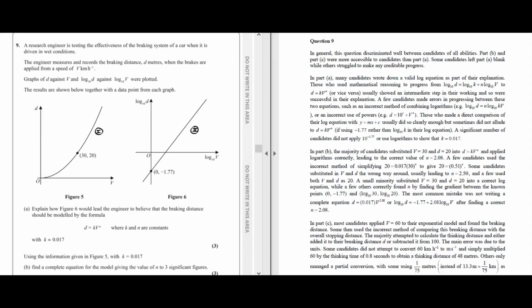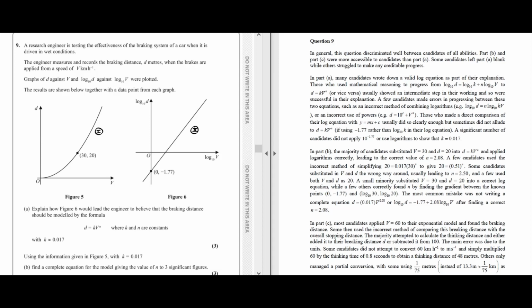For question number 9, this discriminated well between candidates of all abilities. Let's have a look at what part A was. Part A, we had to show that we had a formula D equals k lots of V to the power of n, where k and n are constants and k is approximately 0.017. Many candidates wrote down a valid log equation as part of their explanation.